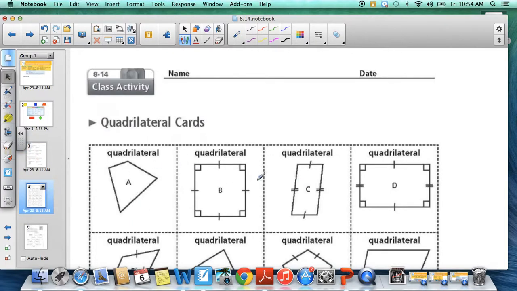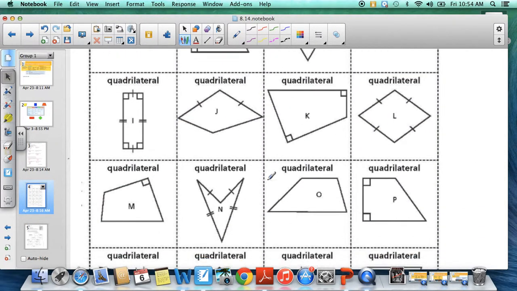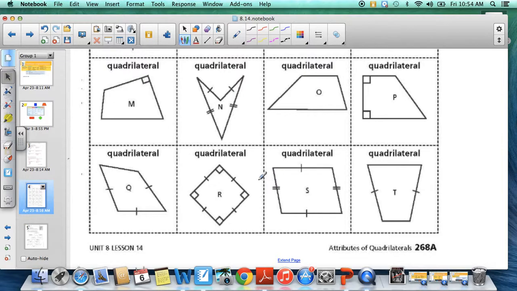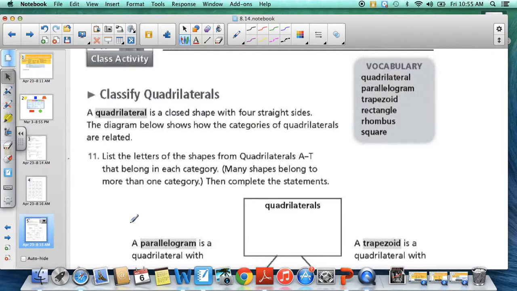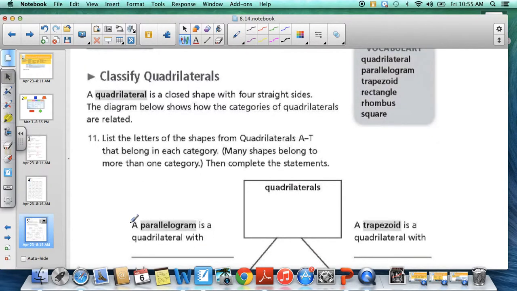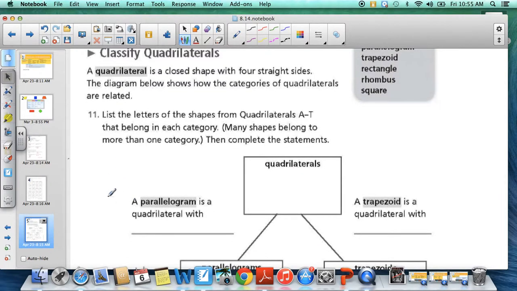Next page. Ooh, quadrilateral cards. So we are going to use these shapes. You'll reference these in your book while we're doing the next page. I can't have both on the same page, sorry. So classify quadrilaterals. A quadrilateral is a closed shape with 4 straight sides. The diagram below shows how the categories of quadrilaterals are related. So for number 11, it says list the letters of the shapes from quadrilaterals A through T that belong in each category. Many shapes belong to more than one category.